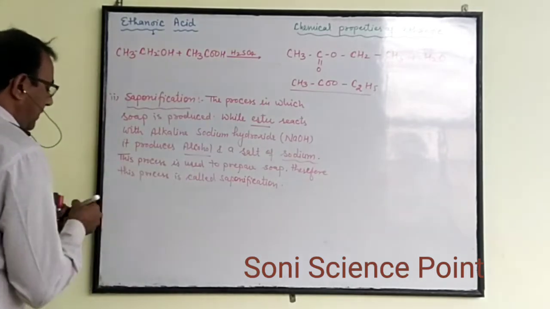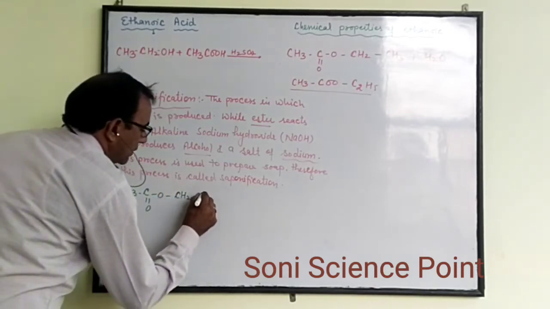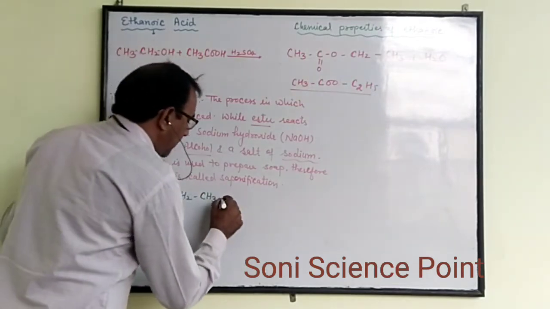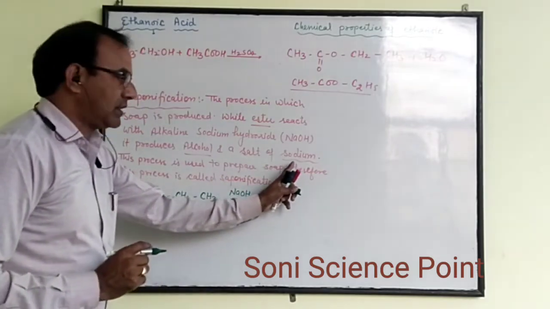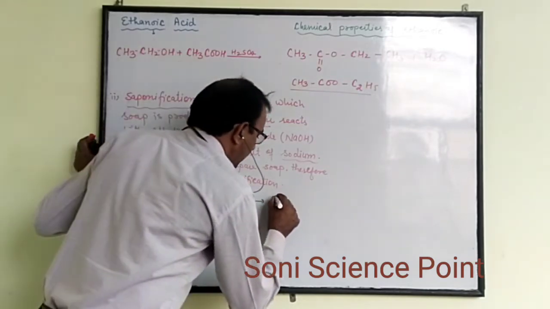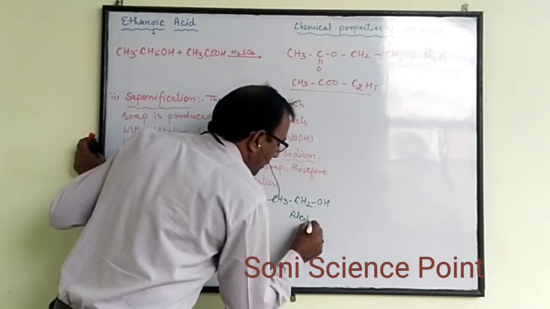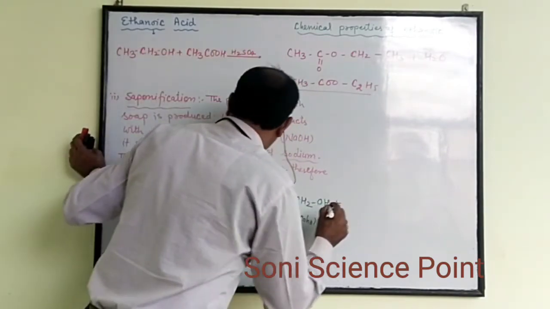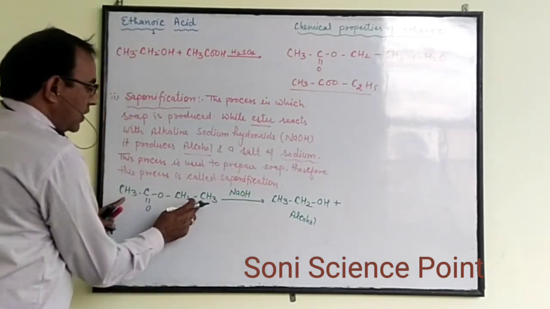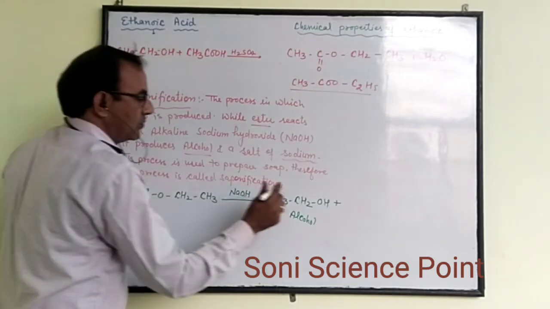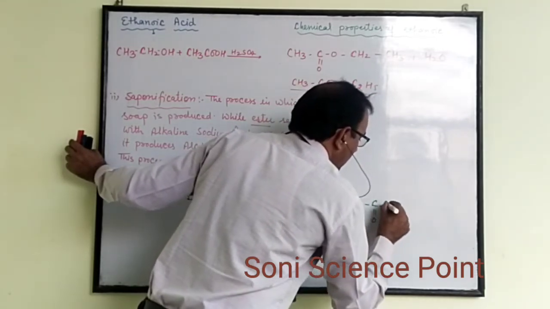First of all, we have to take ester. CH3COOCH2CH3. This is the chemical formula of ester. When it reacts in presence of sodium hydroxide, it forms a salt of sodium as well as alcohol. What is the chemical formula of alcohol? CH3CH2OH. This is the alcohol, and one salt of sodium. How are CH3, CH2 and this OH taken? Then the next remaining CH3COONa.